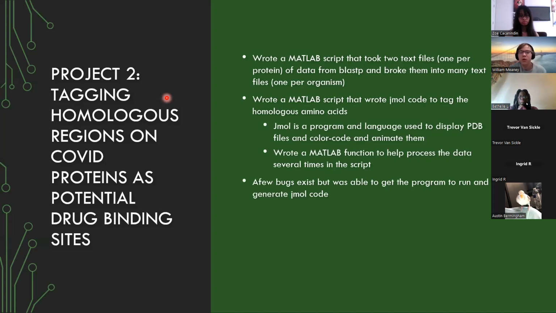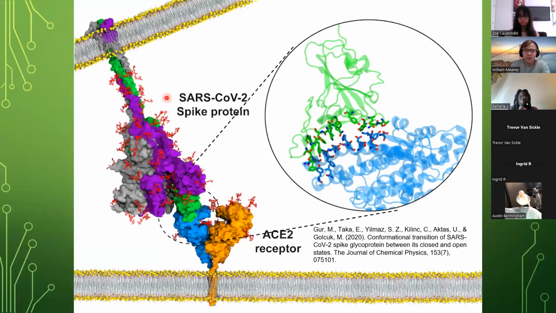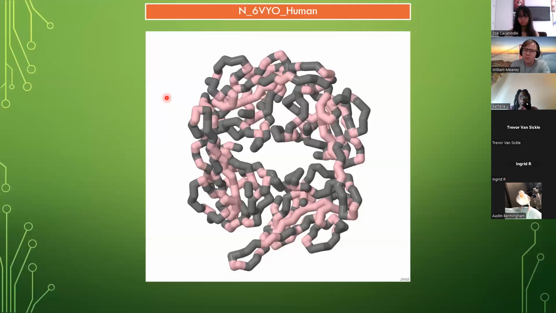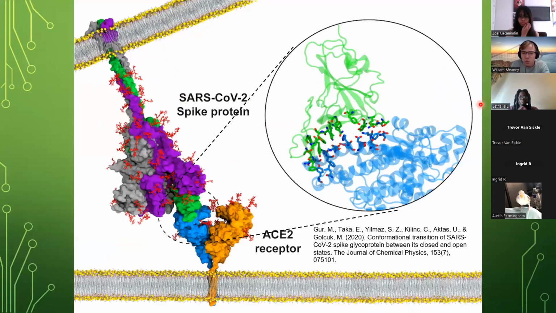A different project I worked on was where I simply wrote code that wrote other code that was able to do high throughput tagging of all different mutations among many different coronaviruses. I got many different images that look like these. This is the N protein in humans, and this is the spike protein. The others I'm not showing. This really just shows the ACE2 receptor bindings.